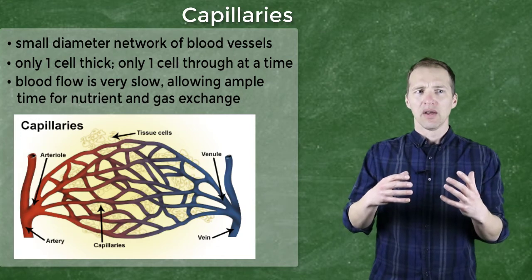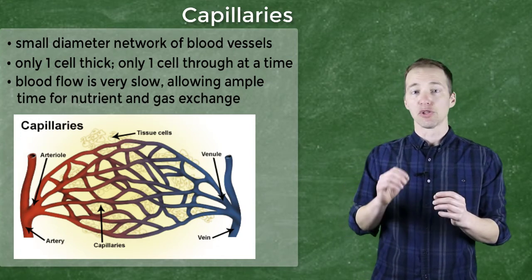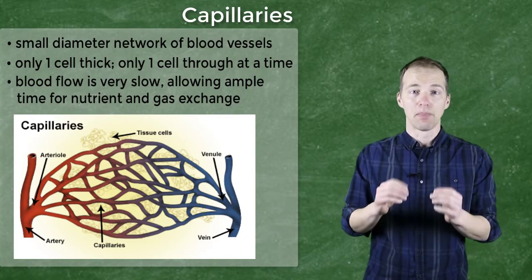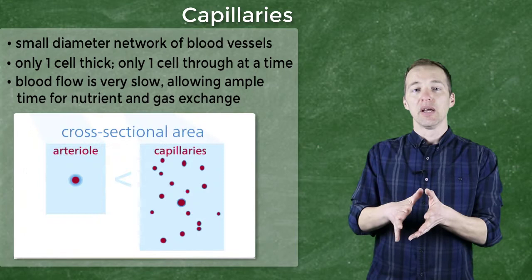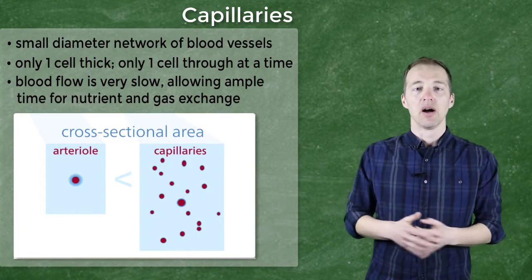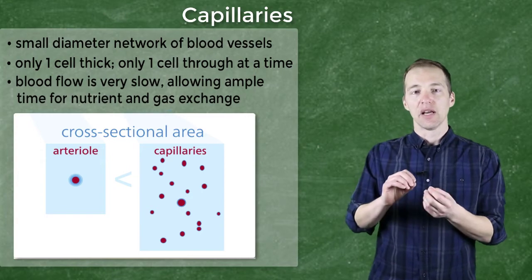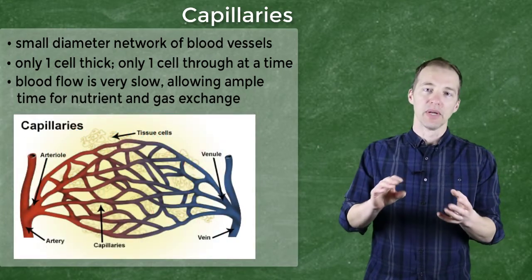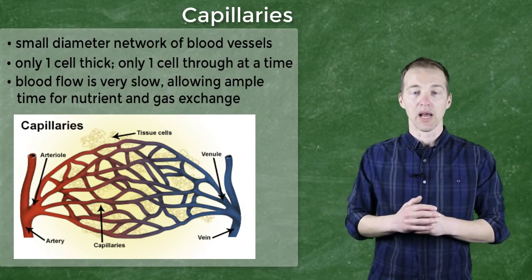You might think, well, with these really small diameters, shouldn't the pressure be really big? And if it was just one tube, the answer would be absolutely yes. But these arteries and arterioles branch into a massive network of capillaries, and as a result, we have a fairly slow movement and a fairly slow flow rate of the blood through these capillary networks.